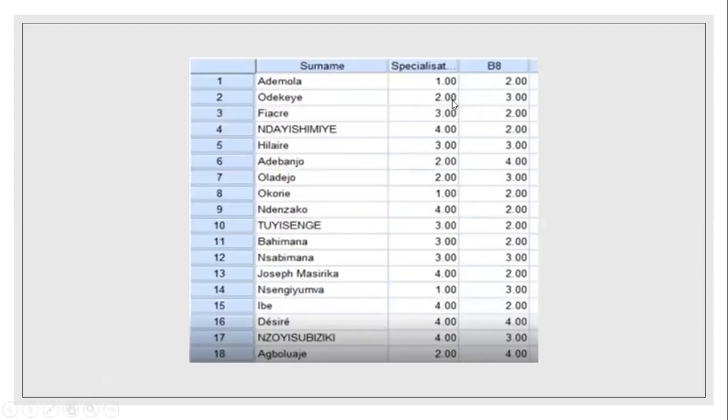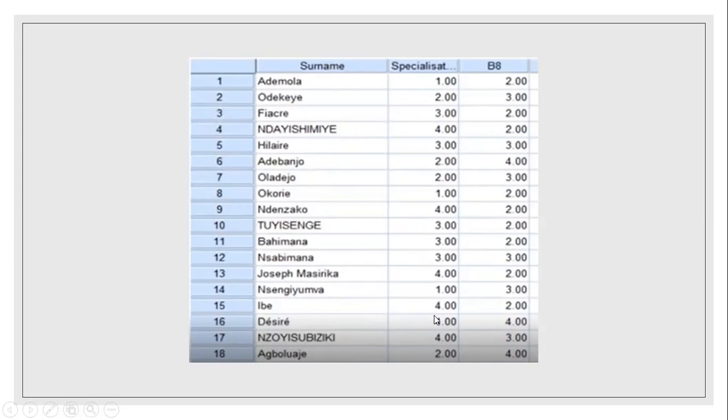Now, let's look at this. You can see the specialization and you can see their level of agreement or level of perception. These are their names. It's more than this, but this is just one I cropped out. You can see their specialization, which I have recorded. This person is 1, this is 2, this is 3, this is 4, this is 3, this is 2, this is 2. You can see all of their levels of specialization.